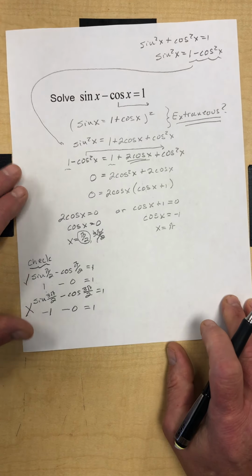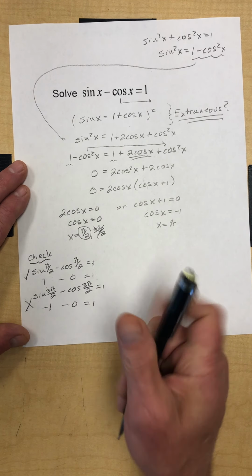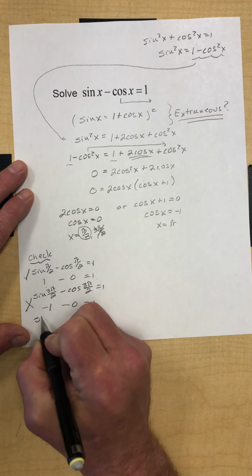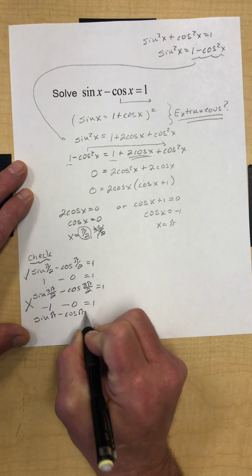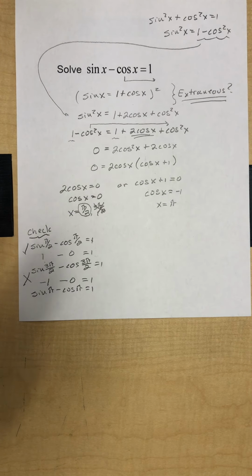Now I just got to check pi. So we say, okay, sine of pi minus cosine of pi equals 1. And so we say, okay, let's go here.